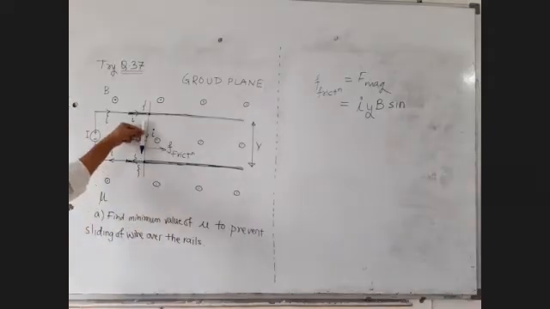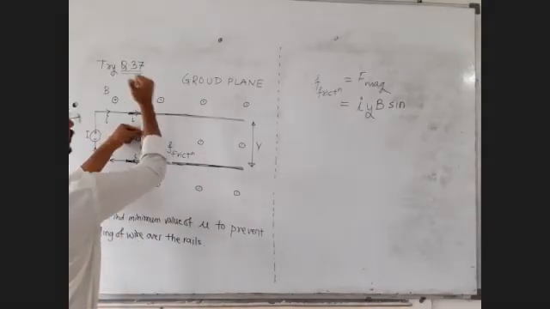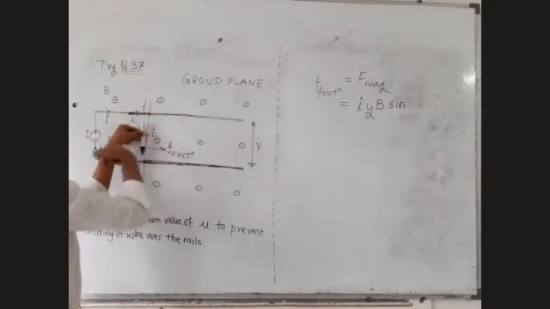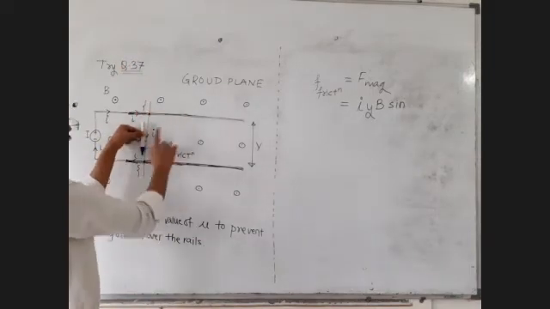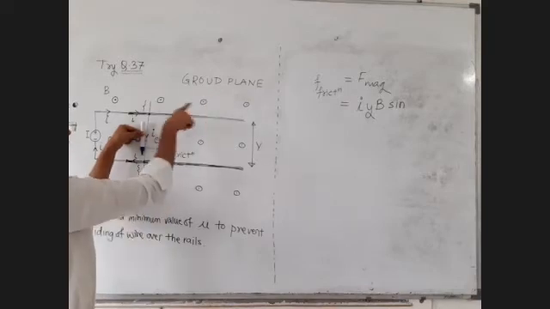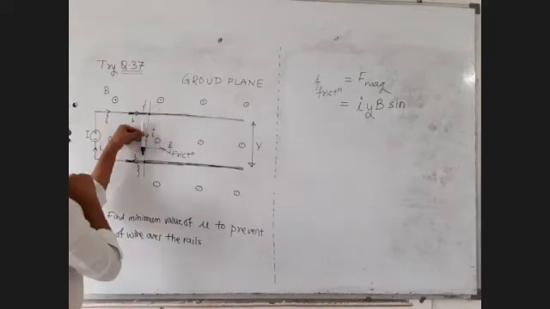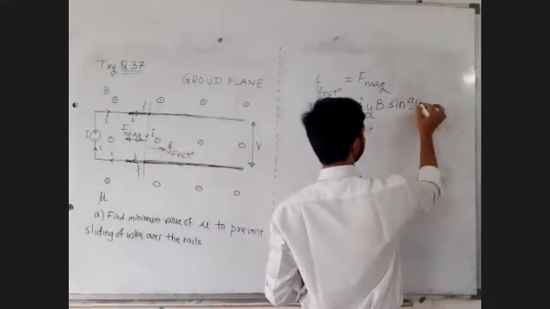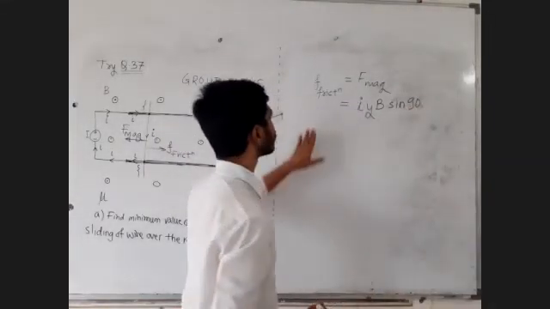The L bar is in the ground plane, and the magnetic field is coming out. So this L bar is in the plane of the board, and the magnetic field is coming out. So the angle between them is 90. What is the frictional force?